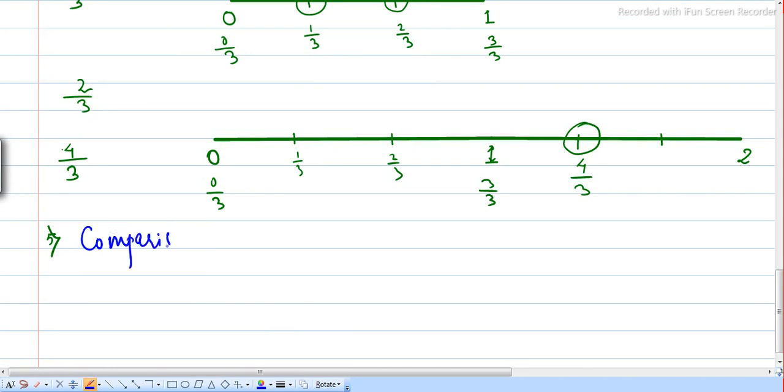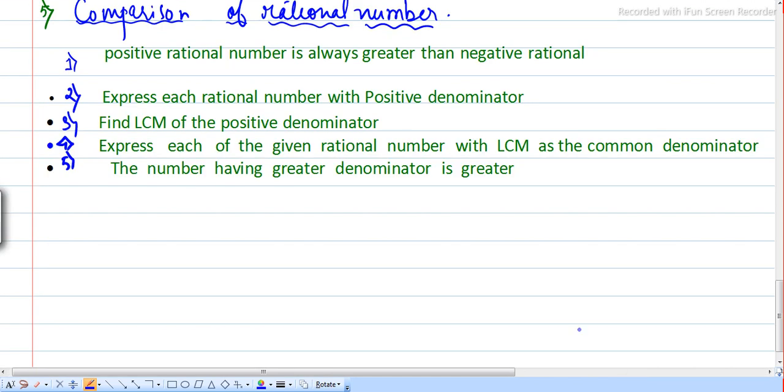Comparison of rational numbers. Okay, let's see how we will compare two rational numbers. Okay students, you see comparison of rational numbers. So, number 1 point, comparison of rational numbers.